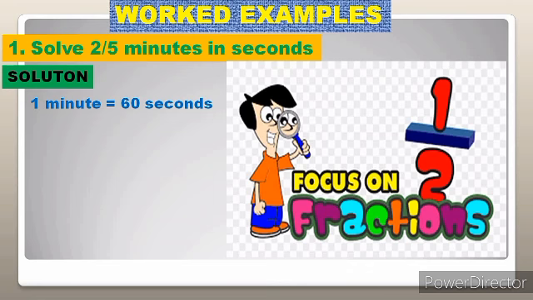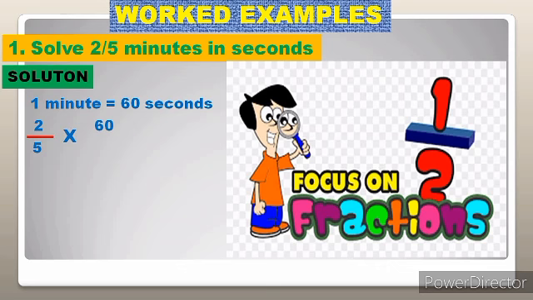So how many seconds will be inside 2/5 minutes? So it becomes 2/5 multiplied, that is times, 60 seconds. So what do we do? We have to divide. Look for the up and down number, that is the numerator and the denominator that can cancel out. And we have 5 and 60.